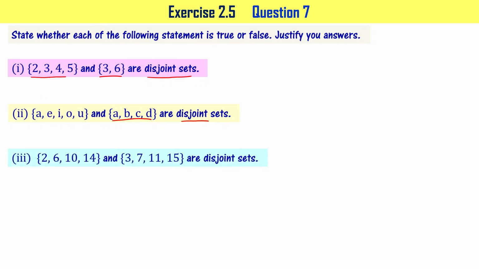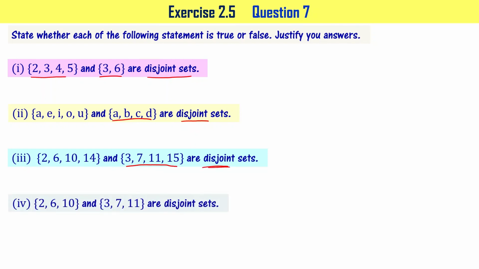Problem 3: the set of elements 2, 6, 10 and 14 and the set of elements 3, 7, 11 and 15 are disjoint sets. The fourth part of the problem is the set containing elements 2, 6, 10 and the set containing elements 3, 7 and 11 are disjoint sets. We are asked to say whether these statements are true or false. To say that, first of all, we should know what is meant by disjoint sets, right?